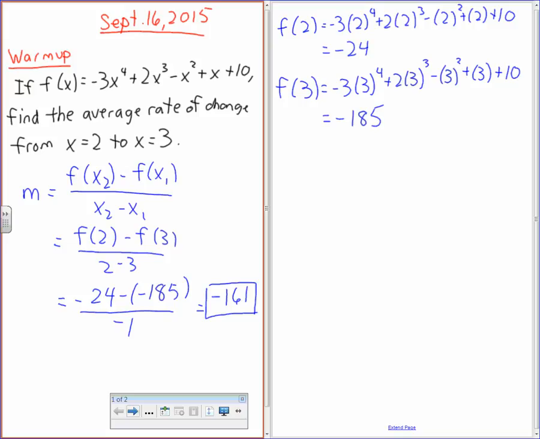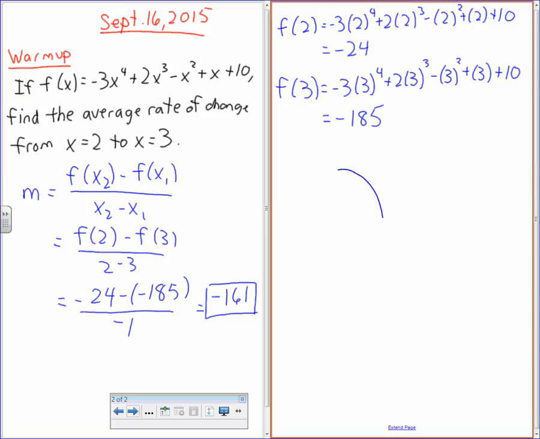So if I was drawing this graph, which I'm not, okay, the graph is probably going to look something like this. Okay, that's what it's going to look like. So this is going to be f of 2 up here, f of 3 is going to be way down here like that. It's not going to be a slope of negative 161 all the way across, but the average slope, the average rate of change is going to be like that.